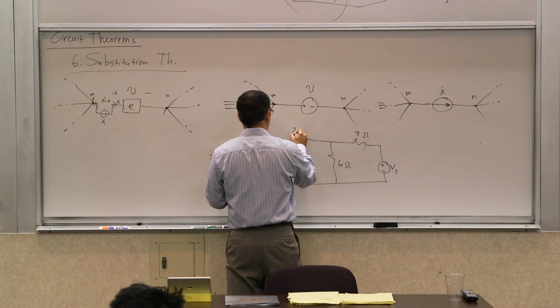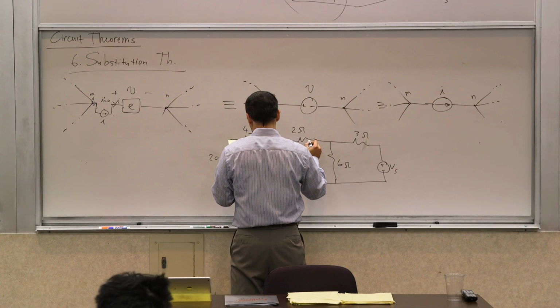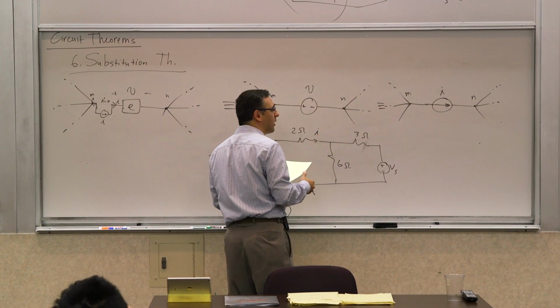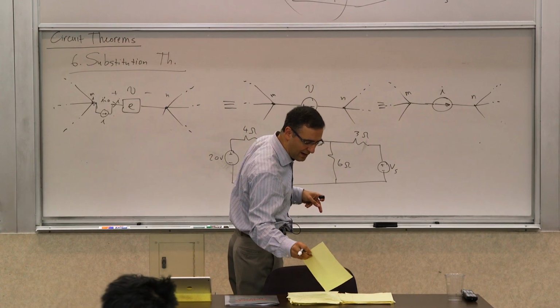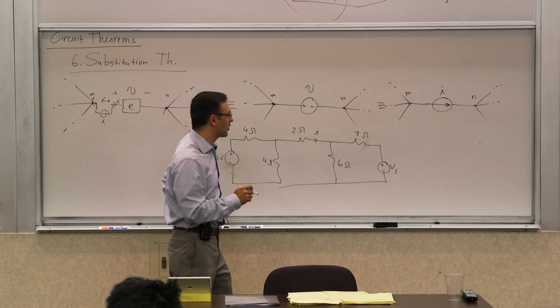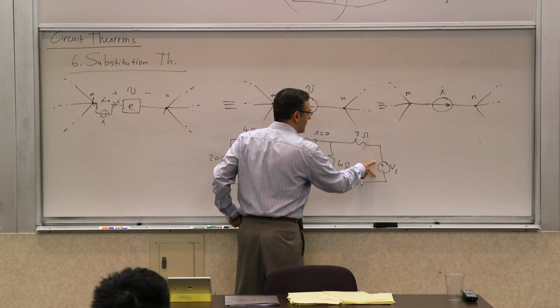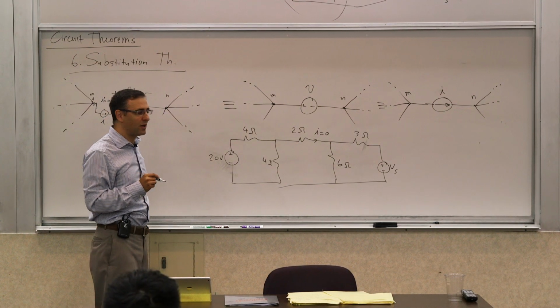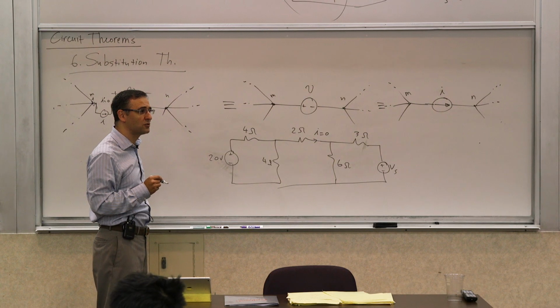And then this is 2 ohms. So the question is, if this is the current, I want to choose Vs in such a way that this I becomes 0. So I want this I to be 0. What is Vs? So what do I do? How do I use substitution theorem?